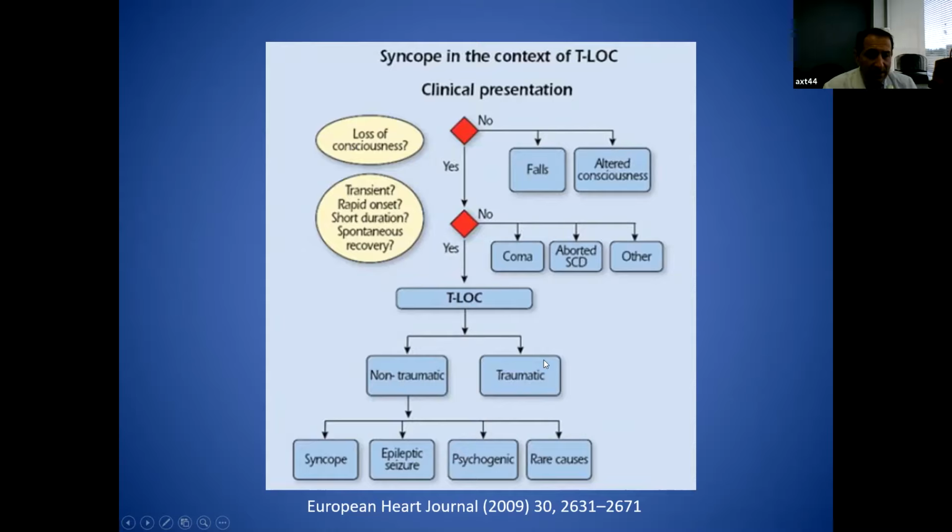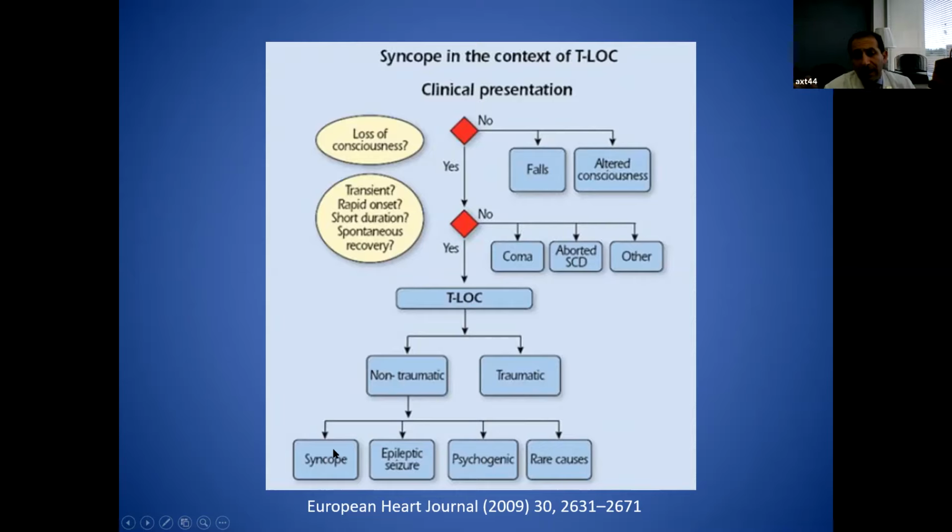So traumatic would be, somebody hit you, you got hit by a baseball in the head and you lost consciousness. Okay, so that's basically a concussion. Or if you got punched really hard, same thing. If it's a non-traumatic transient loss of consciousness, then most often that's syncope. But it could be an epileptic seizure, it could be psychogenic, and there are other rare causes.